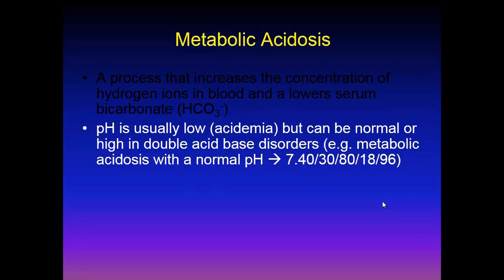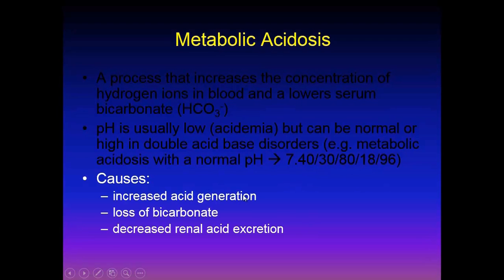For example, the blood gas 7.40 pH, PCO2 of 30, and bicarbonate of 18 is indeed a metabolic acidosis, but there's also a respiratory alkalosis making the pH normal. So this patient has a double disorder, has a metabolic acidosis, but has a normal pH. So metabolic acidosis is not equivalent to acidemia.